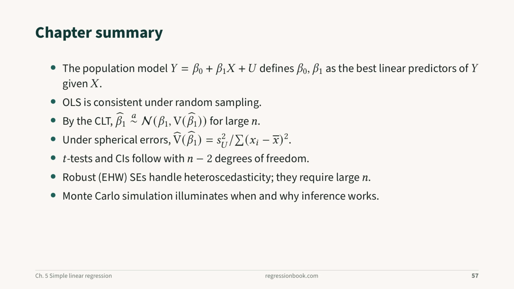The summary in 7 lines. The population model defines the coefficients as best linear predictors. Least squares is consistent under random sampling.